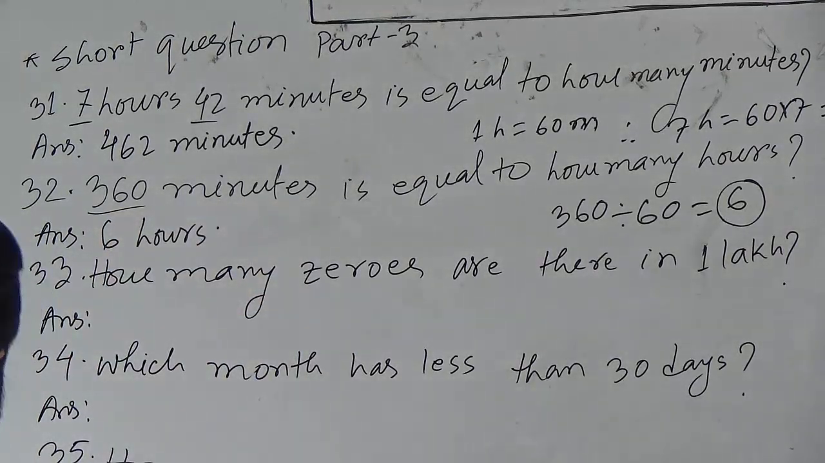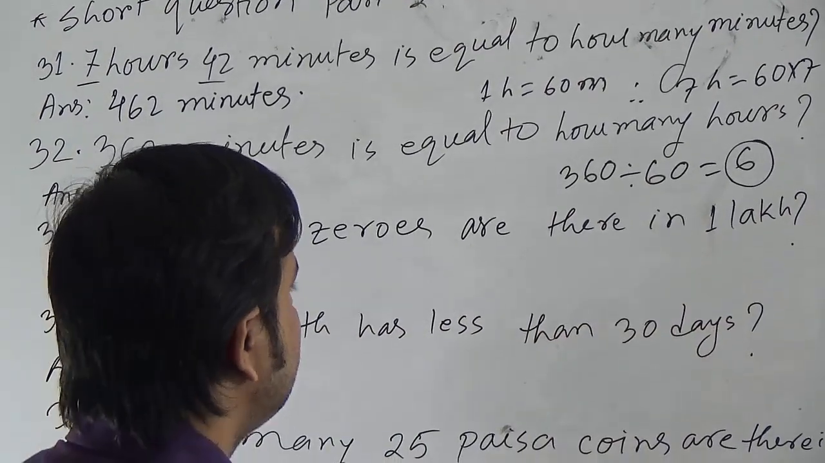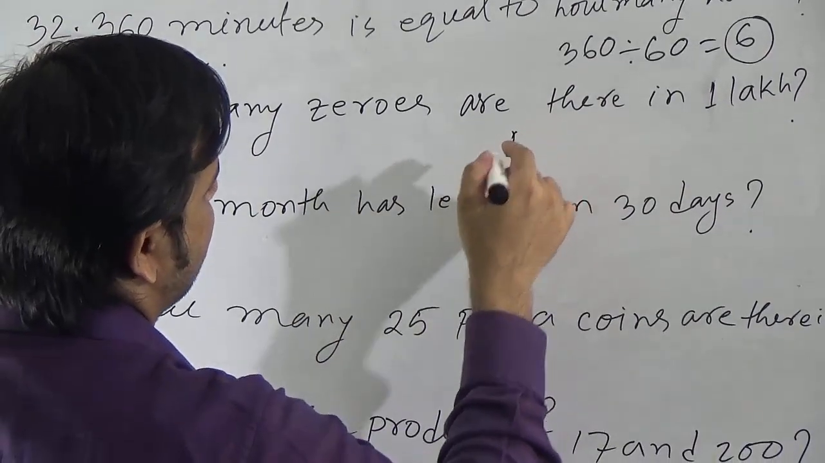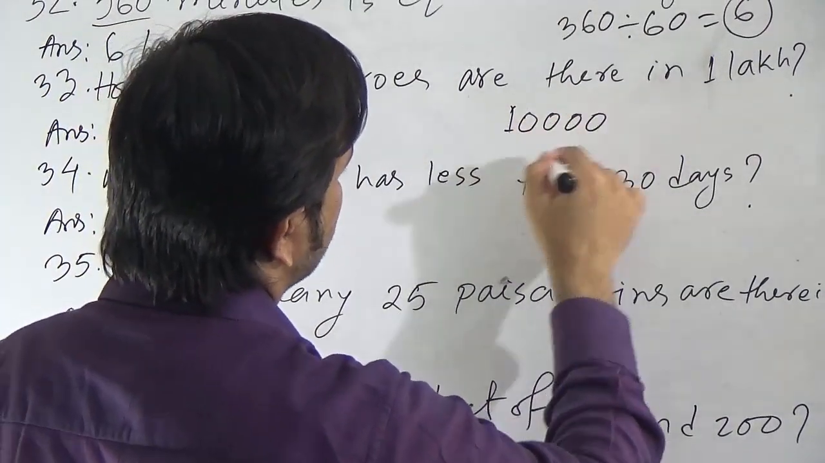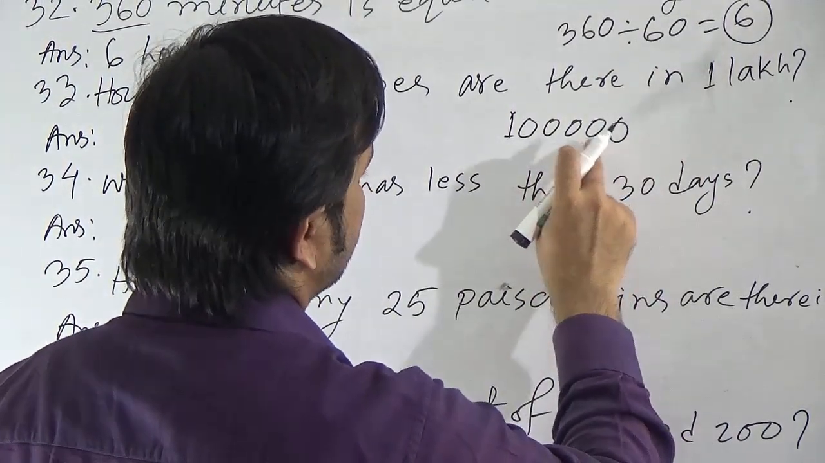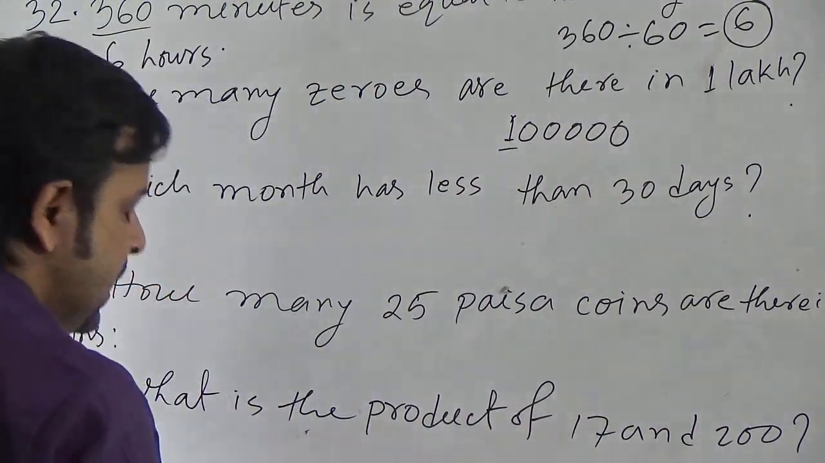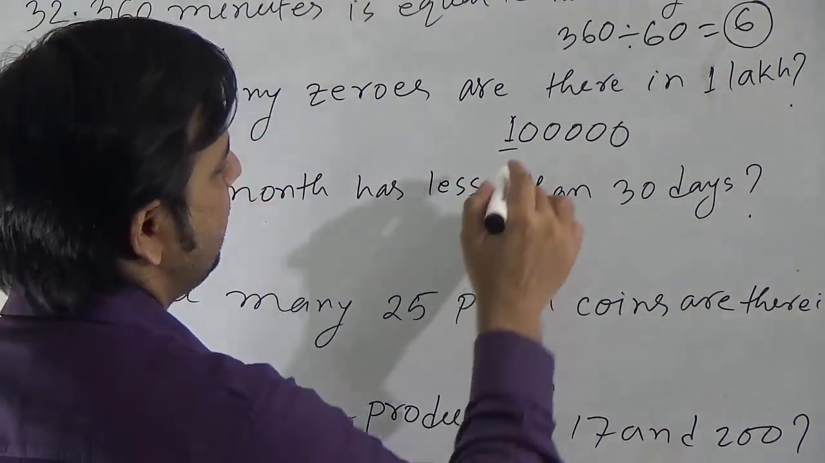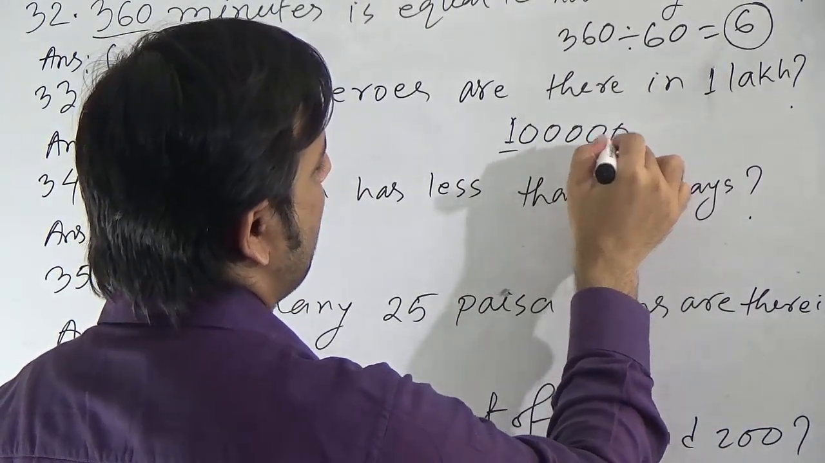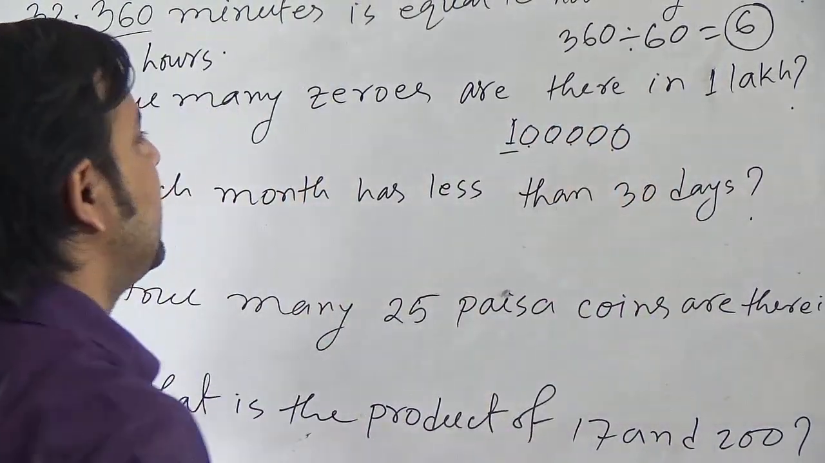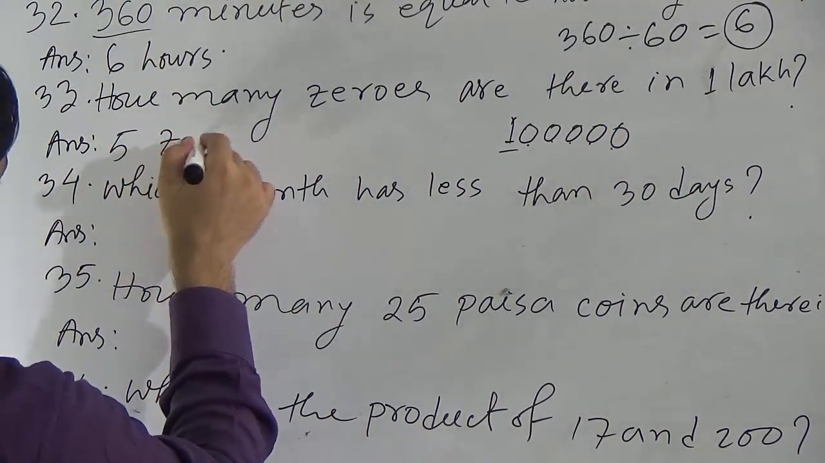Then the next question, question 33. How many zeros are there in 1 lakh? Dear students, you know 1 lakh means 1, 0, 0, 0, 0 and 0. Ones, tens, hundreds, thousands, ten thousands, lakh. As 1 is in the lakh position, this is 1 lakh, and if you count the number of zeros after 1: 1, 2, 3, 4, 5. So we can say the answer is 5 zeros.